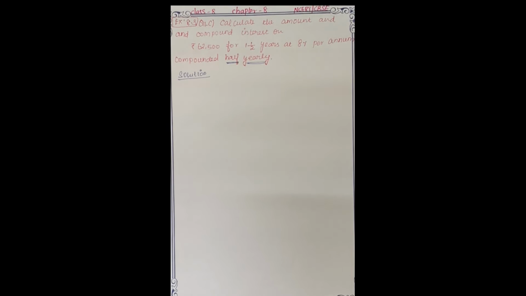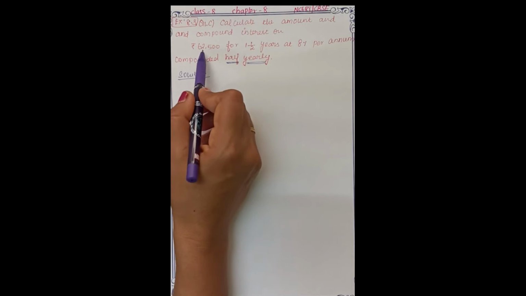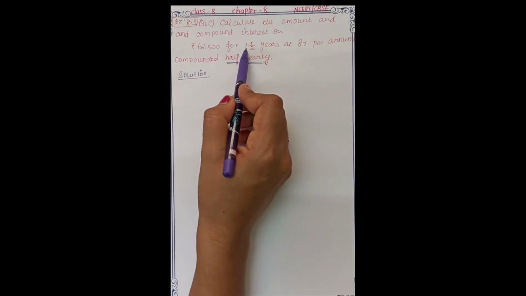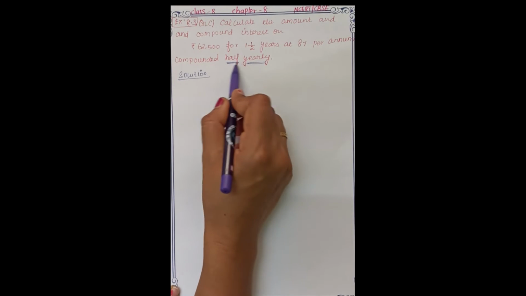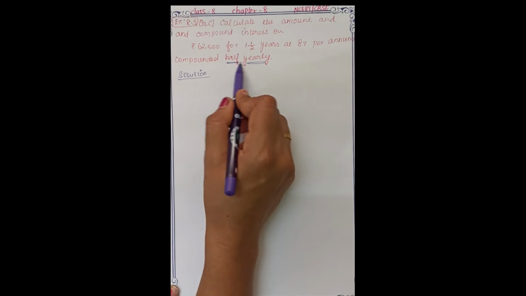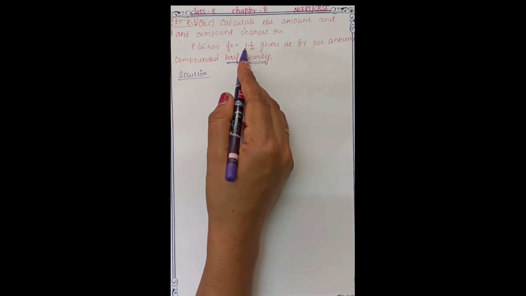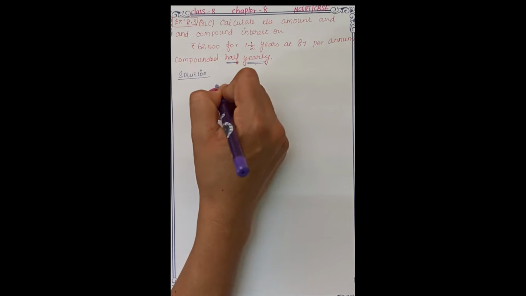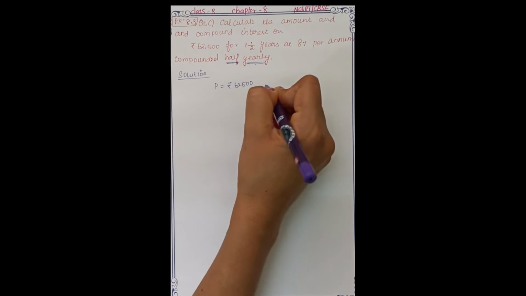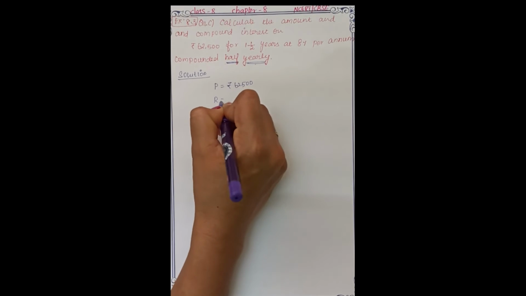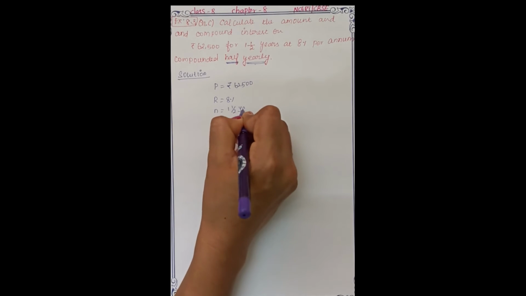Hello students, the next question is: calculate the amount and compound interest on rupees 62,500 for 1 into 1 by 2 years at 8% per annum compounded half yearly. So principal amount is 62,500, rate is 8%, and n is 1 into 1 by 2 years.